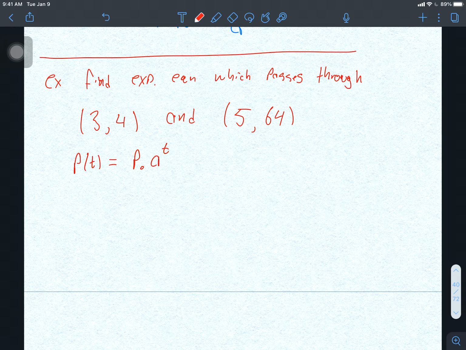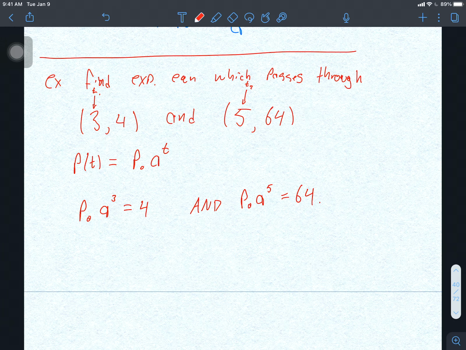I don't know what P naught and A are, but I do know that when T is equal to 3, which remember T is always the independent variable, okay? So these 3 and 5 are T values, my T1 and my T2, right? So if I plug in T1, I know that if I plug in P naught times A to the power 3, I get 4. Because this is the height of the function. The height of the function is given by plugging in the independent variable into the function, right? So I get P naught times A to the 3 equals 4. And my other equation, I do the same thing. P naught times A to the power 5 equals 64.